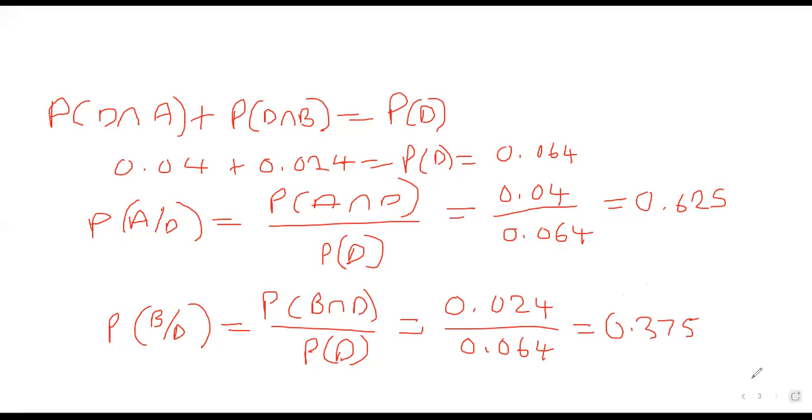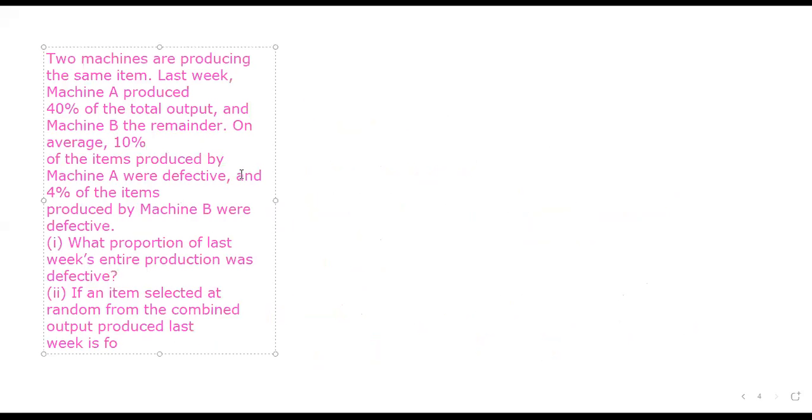All right. Now, how does it come in an exam? This is how the question comes in an exam. Two machines are producing the same item. Last week, machine A produced 40% of the total output, and machine B the remainder. So what is probability of A?